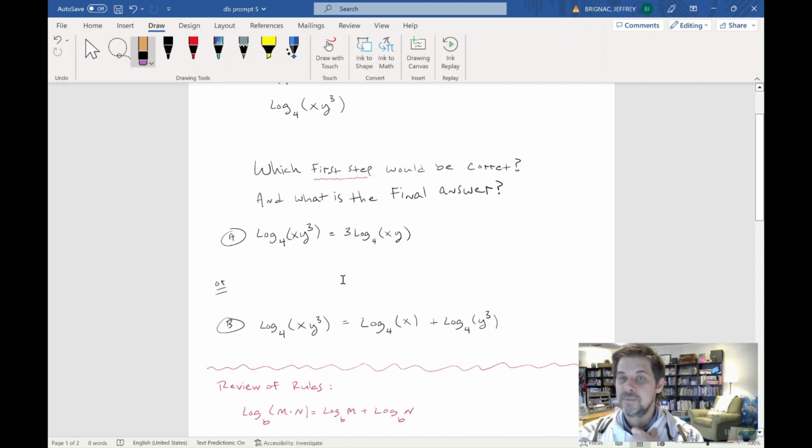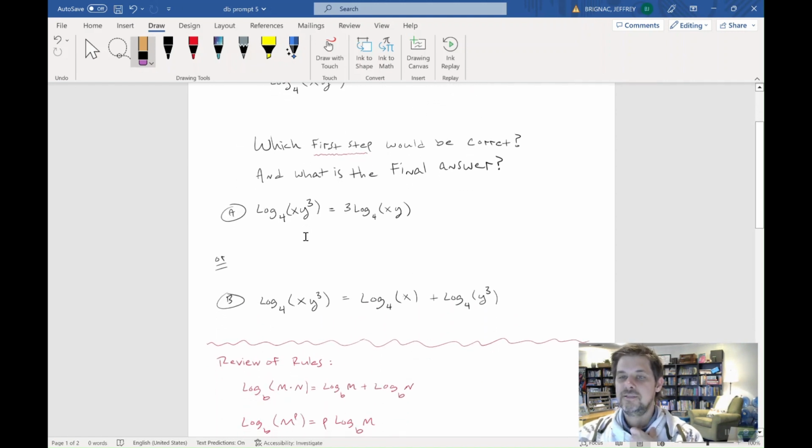Okay, so that's the big picture in addition to my questions. So you tell me, if I was going to simplify this, which first step would be correct, A or B? And then if you can tell me that, what is the final answer if you reduce it all the way as much as possible from there?